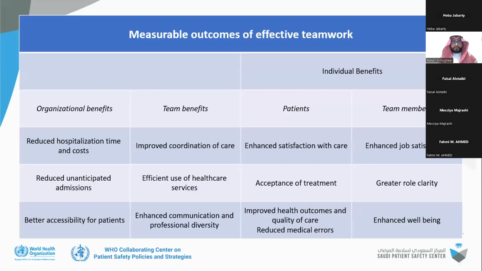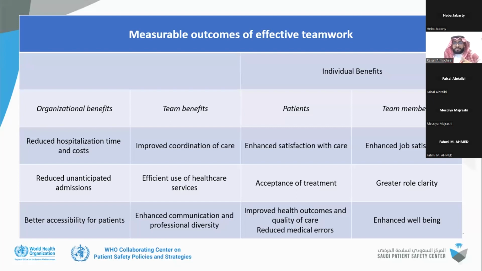So what are the outcomes of effective teamwork? We have many outcomes beyond the patient safety. We have organizational benefits, team benefits, benefits to the patients themselves, and benefits to the team members. So for the organization itself, we have reduced hospitalization time and costs, reduced unanticipated admissions, better accessibility for other patients to the care. We have team benefits, improved coordination of care, efficient use of healthcare services, enhanced communication and professional diversity. For the patients themselves, they will have enhanced satisfaction with care, acceptance of treatment, improved healthcare outcomes and quality of care as a whole, and reduced medical errors.